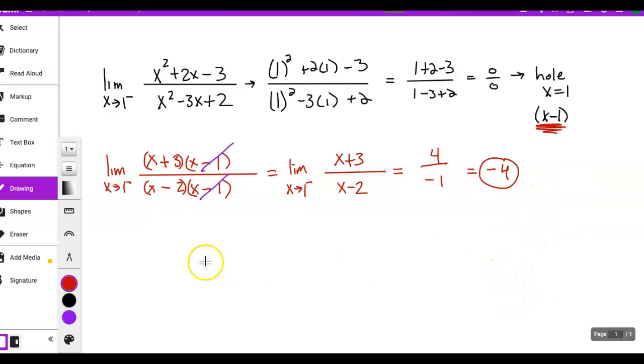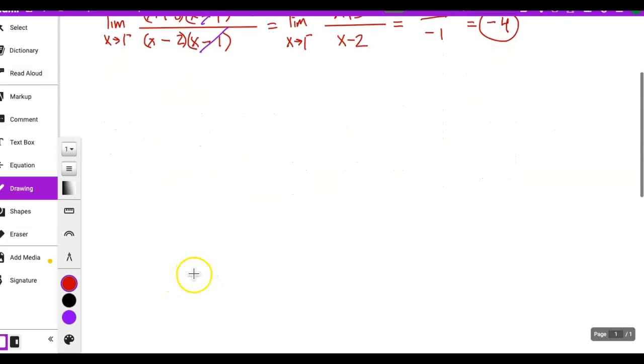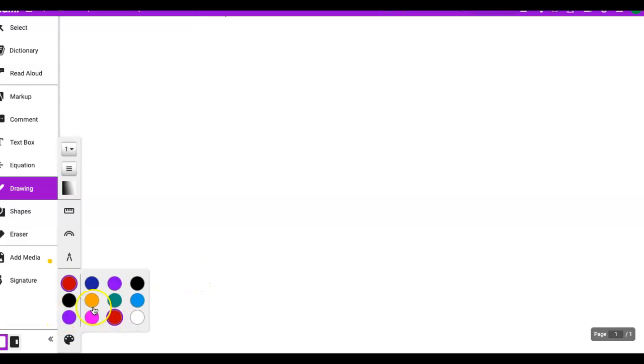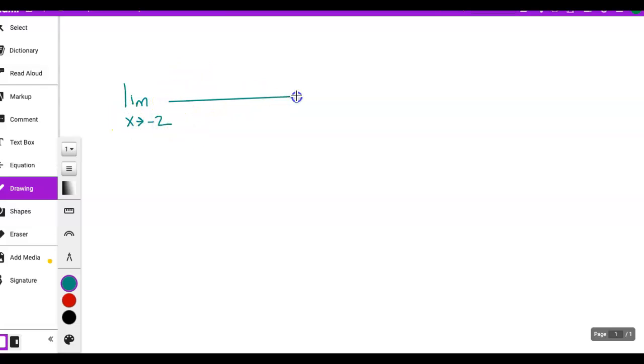Okay, let's try one that has a vertical asymptote. All right, so this is number 15 on the review sheet. So we're going to do the limit as x approaches negative 2 of, let's see, x squared minus 2x minus 15 over x squared plus 4x plus 4. All right, so let's direct substitute.